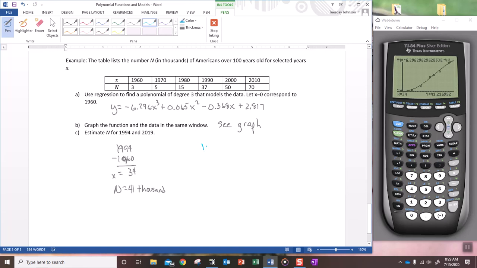2019. Let's see. 2019 minus 1960. I did it again. 40 years. If that's 50 years, it'll be 59 years, right? So I will need to expand my window a little bit because my window only goes up to 55. I'm going to take it up to 60. Look at the graph again.